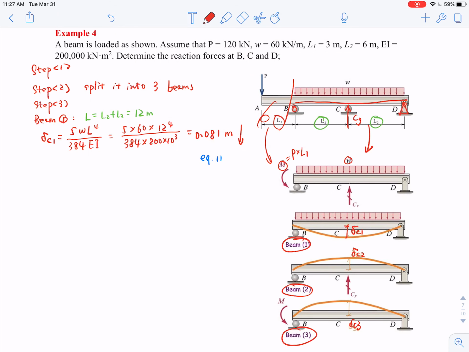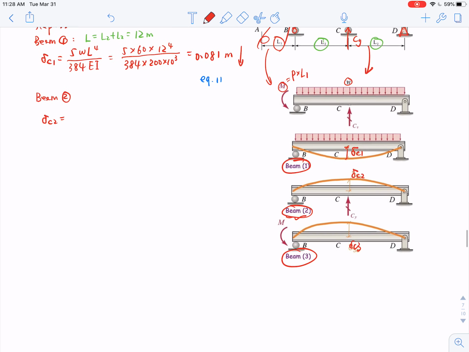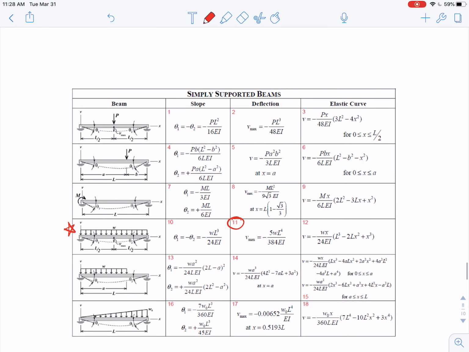Okay, then will be beam 2. Beam 2 is here. Beam 2 is a simply supported beam subjected to concentrated CY applied at the middle span. Okay, and here this is the delta C2 can be calculated. Again, we need to select an equation, and this will be here. Right? Simply supported beam subjected to concentrated middle span load P. And again, this is the maximum deflection. We just use equation 2.